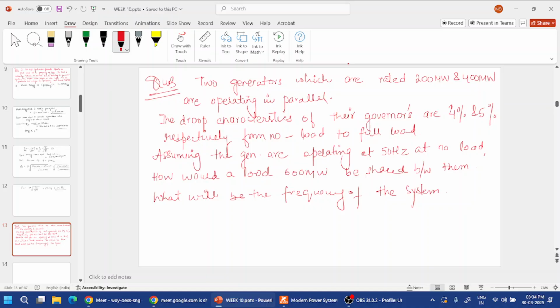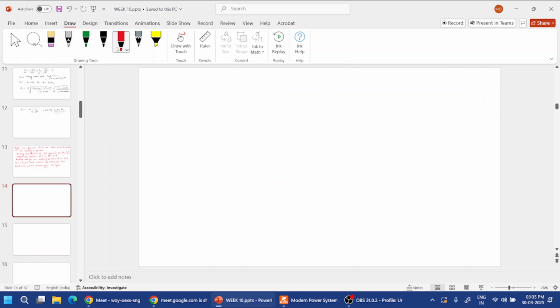Okay, so here we have to find. Now what happened here is that their droop characteristics are different. So basically, they will share the load in an uneven manner. Like if they had the same droop characteristic, they would have shared the load in an equal manner, or I would say in the rated manner. Okay, so let's solve this question first, and then we will discuss another thing.